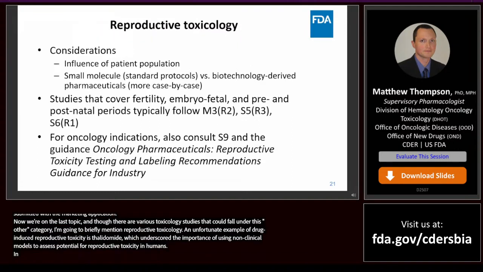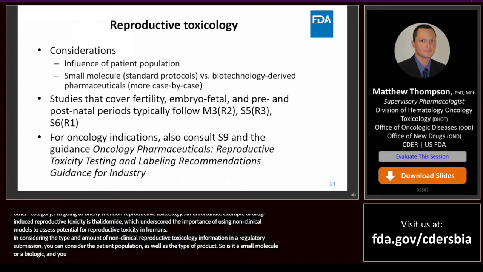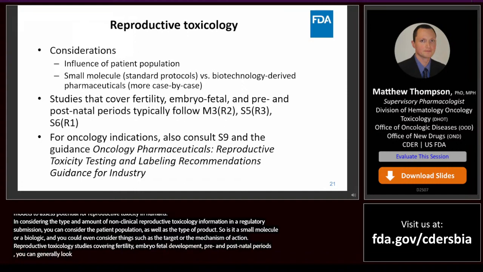In considering the type and amount of non-clinical reproductive toxicology information in a regulatory submission, you can consider the patient population as well as the type of product. So is it a small molecule or a biologic? And you could even consider things such as the target or the mechanism of action. For reproductive toxicology studies covering fertility, embryo-fetal development, pre- and postnatal periods, you can generally look to the M3R2, S5R3, and S6R1 guidances. But based on the patient population, for oncology indications, you can also consult S9 and other FDA guidance.